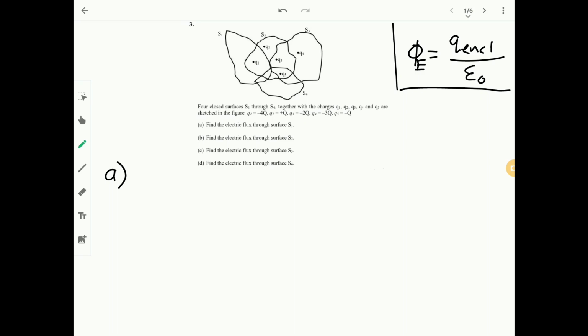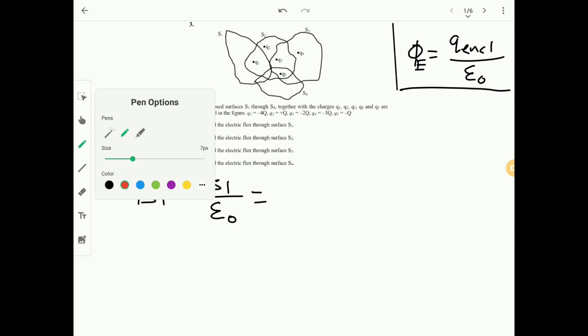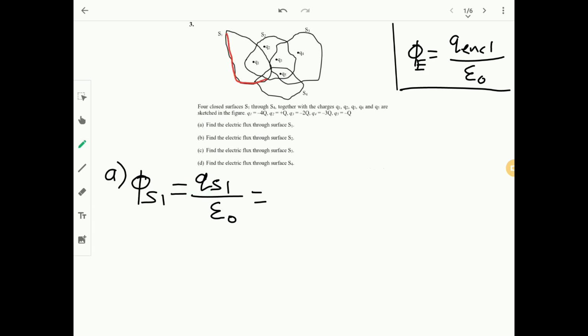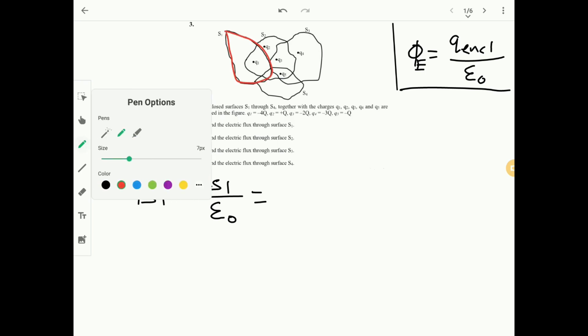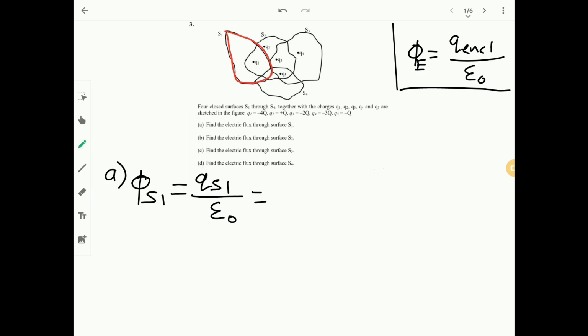Okay, let's check. First they're telling us to find the electric flux for S1. Let me represent it like this. That's the Q enclosed, so Q of S1, whatever exists in that, over epsilon 0. There are no numbers in this question, we keep them in symbols. Now let's take a closer look at S1. I'm highlighting it in red. What is there in S1? Only Q1, right? So Q1 is -4Q, so it's just -4Q over epsilon 0. That's it.